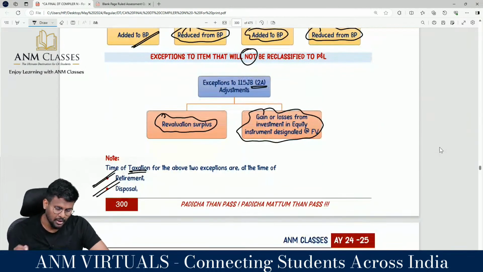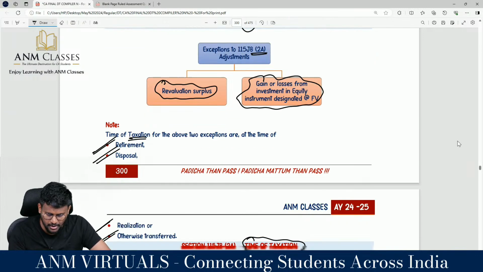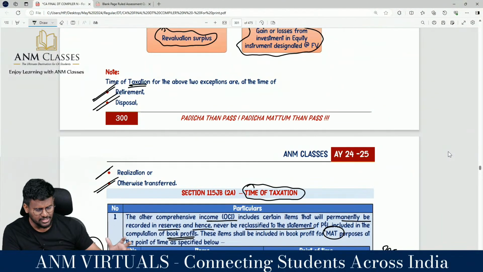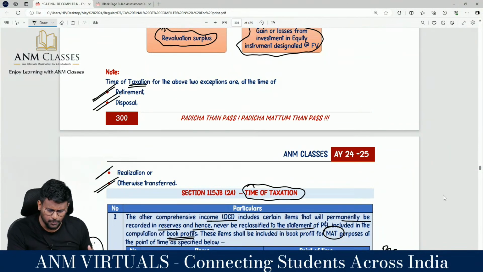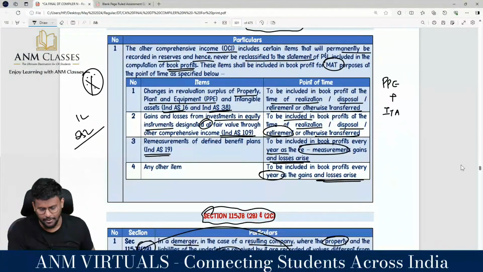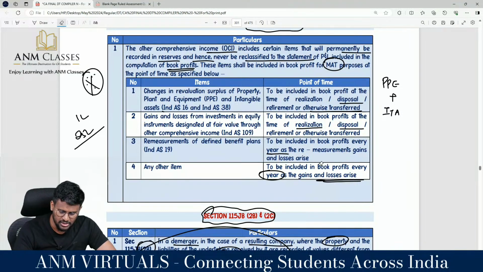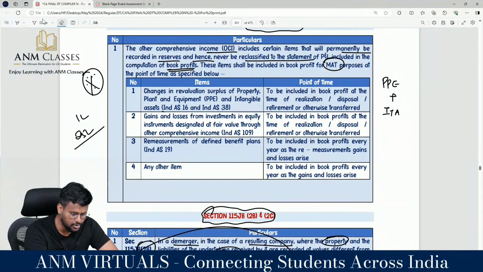Fantastic. Now, we have two exceptions: revaluation surplus, and gain or loss from the investment in equity instrument designated at fair value. What is the time of taxation of that? Either at the time of retirement or disposal, realization or otherwise transfer. This one table plays a major role. Once you understand this table, that's it, game over, my dear lovable students.